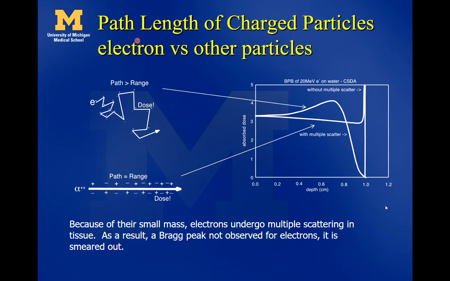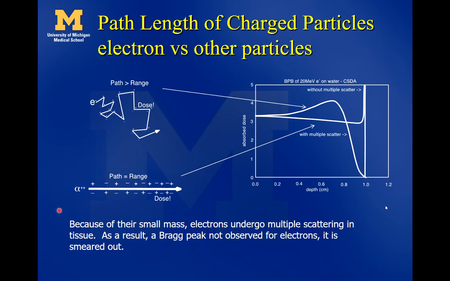Just to reiterate the path length of charged particles of an electron versus other particles. In our department, we use electron beams. This electron right here is going to ping off of all kinds of different things inside of our patient, all kinds of molecules. It's going to take this torturous path before it finally stops, and you're going to get some sort of depth dose like this. So it's going to deposit depth inside the patient.